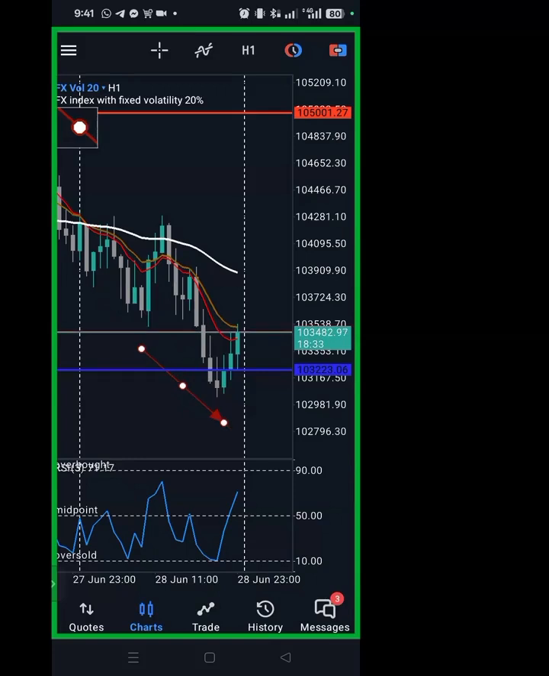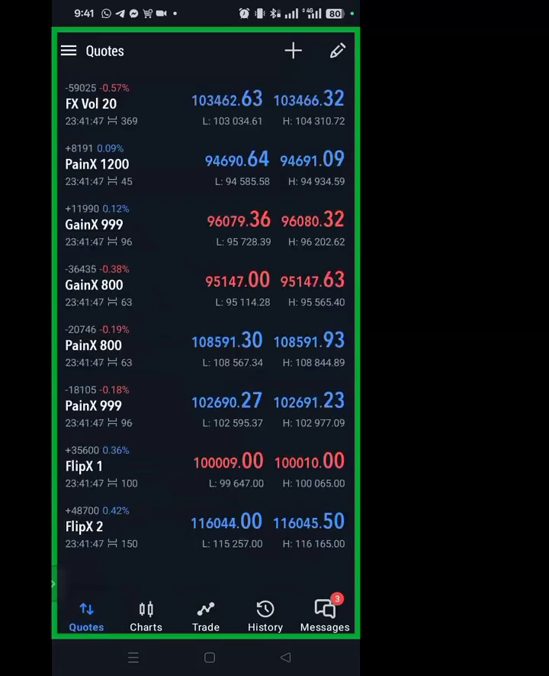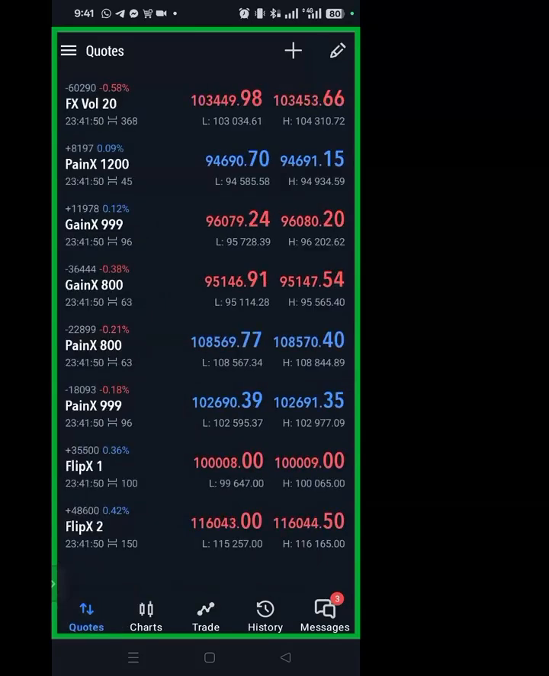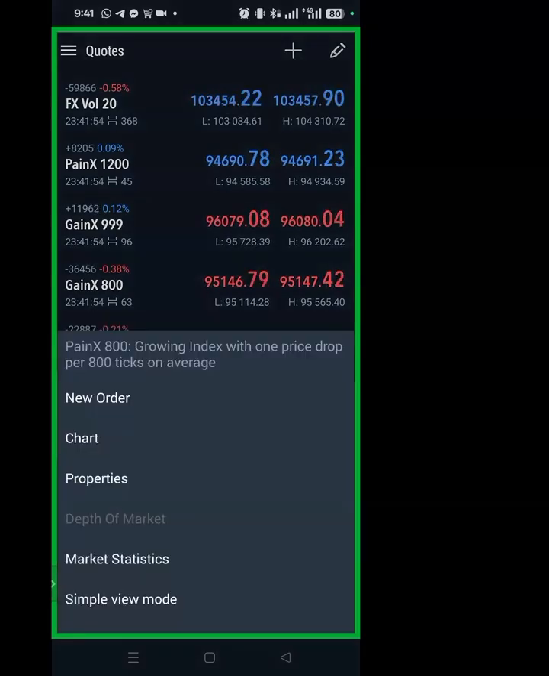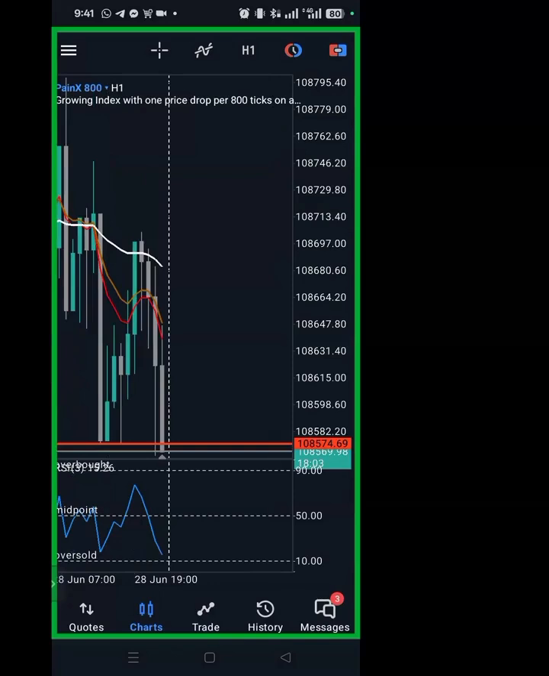Now, the asset I'm talking about here is not the spiking asset. It's just like the normal forex trading asset, so it does not spike. So you are safe. But if I go to the spiking market, let's take an example of a spiking market. Let me take PIN X800. Any of the PIN or gain, they are spiking markets. Now, this is an example.